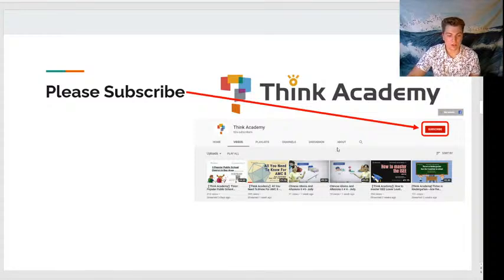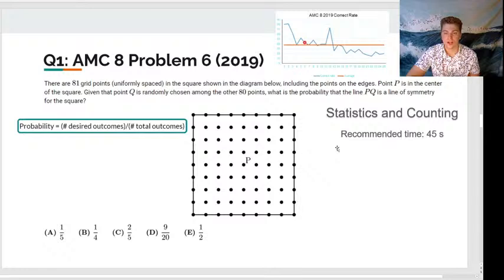Awesome. So the first question we're going to cover is question number 6 from the 2019 exam. I have it highlighted. It was a little bit tough, a little bit easier than the average question on the exam last year. And it was a statistics and counting problem, and the recommended time for this one's about 45 seconds. So let's go ahead and read it together.